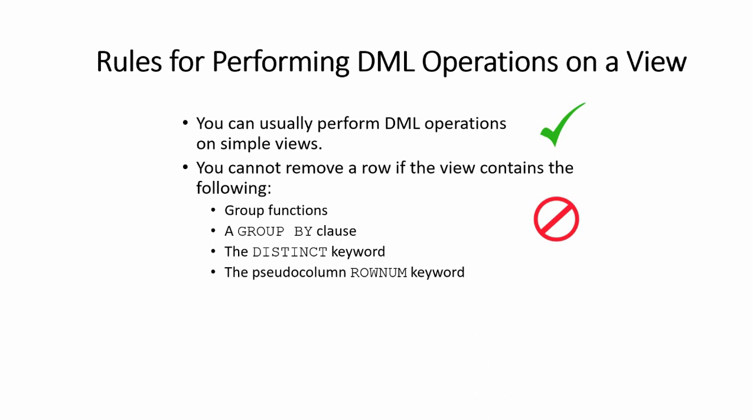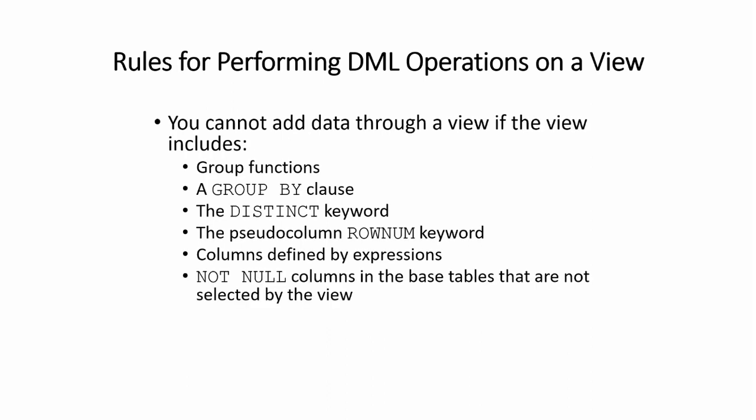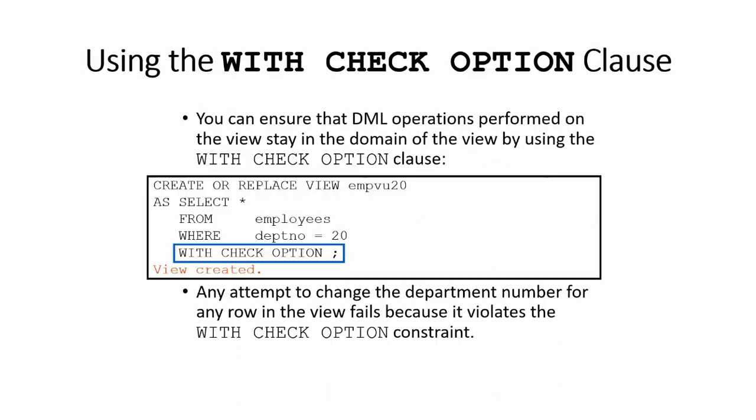Now, what are the rules for performing a DML operation on a view? You can usually perform DML operations on a simple view, but you cannot remove a row if the view contains group functions, a group by clause, distinct, and the pseudo column ROWNUM keyword. You cannot modify data in a view if it contains group functions, group by clause, distinct, ROWNUM, and columns defined by expressions. You also cannot add data in a view if it contains group functions, group by clause, distinct, ROWNUM, columns defined by expressions, and NOT NULL columns in the base table that are not selected by the view.